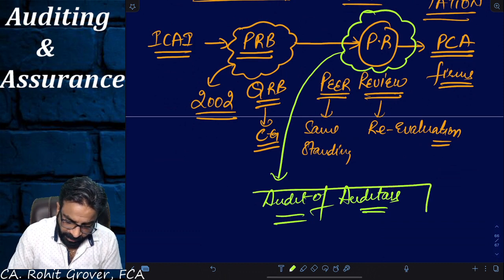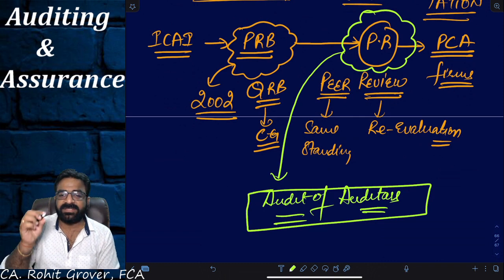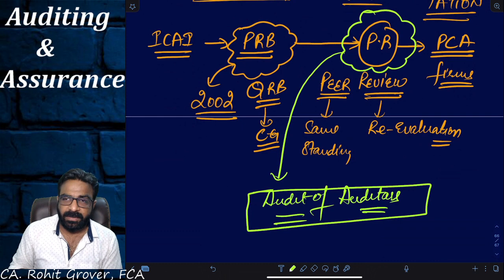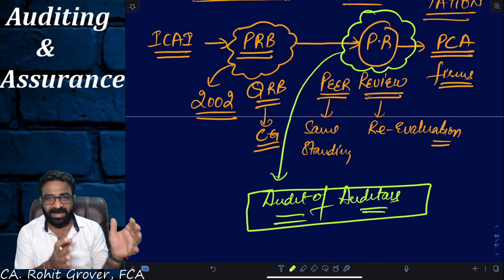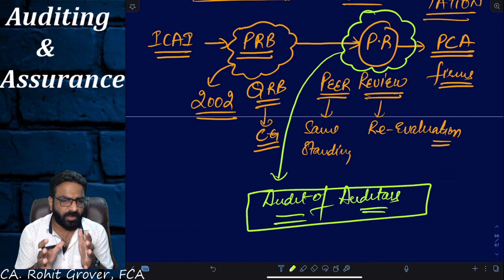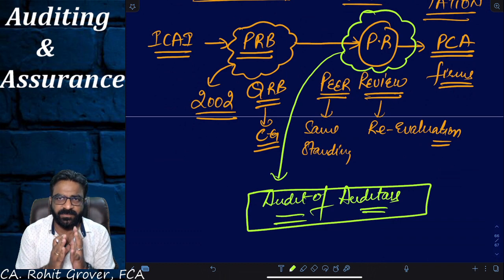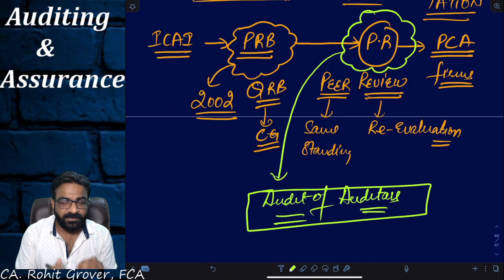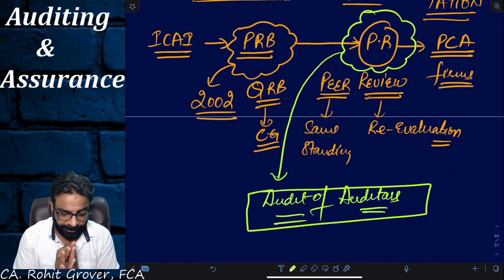Sir, where are we going to understand it? We are going to understand it in CA Final. This is waiting for you in CA Final. Sir, why are you telling it here? Because unless you know the background, you can't understand the standard. I hope all of you understood the concept so far. My way of teaching is, first I tell you the background, and after that only you come to know about the topic.